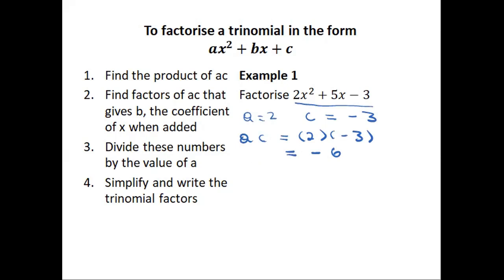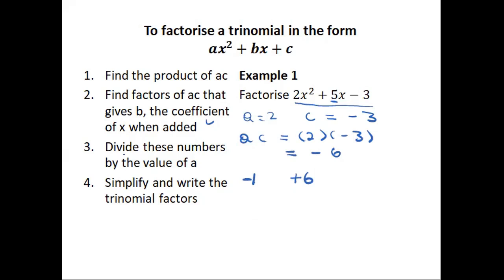Step number 2 says find factors of AC that give B, the coefficient of x, when added. So we'll find factors of negative 6. That will be 1 and 6. These two numbers can give me 5 if this one is positive and this one is negative. If I add these two numbers, I'll get positive 5. But if I multiply these two numbers, I'll get negative 6. So I've done step number 2.